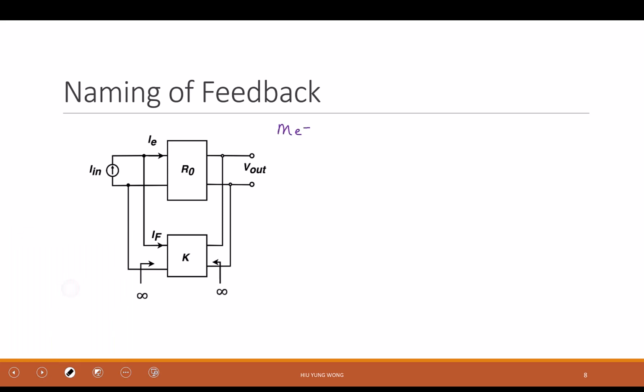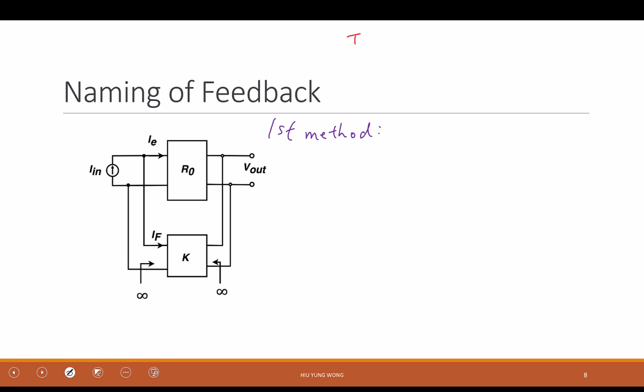First, let's call it the first method. So, okay, actually before that, let's understand this circuit first.